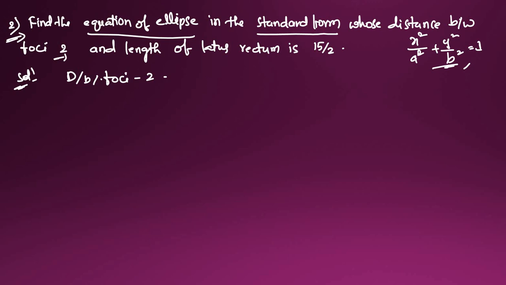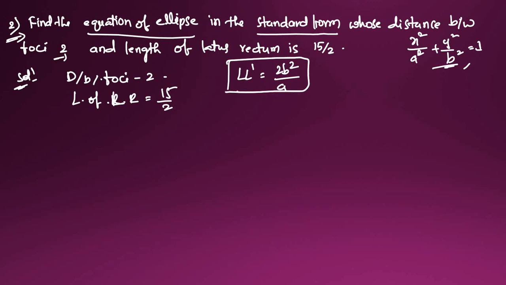And the length of the latus rectum is given as 15 by 2. What is the length of the latus rectum? I already told you, LL dash is equal to 2b square by a. We have to use this formula whenever we get the latus rectum.